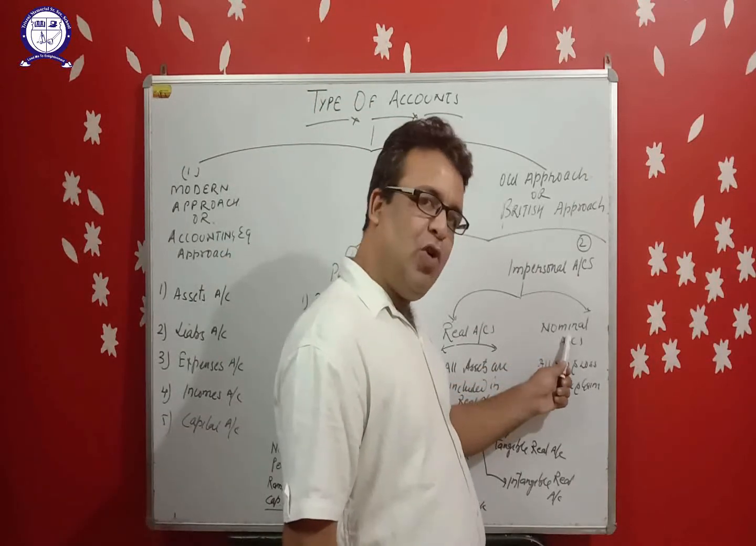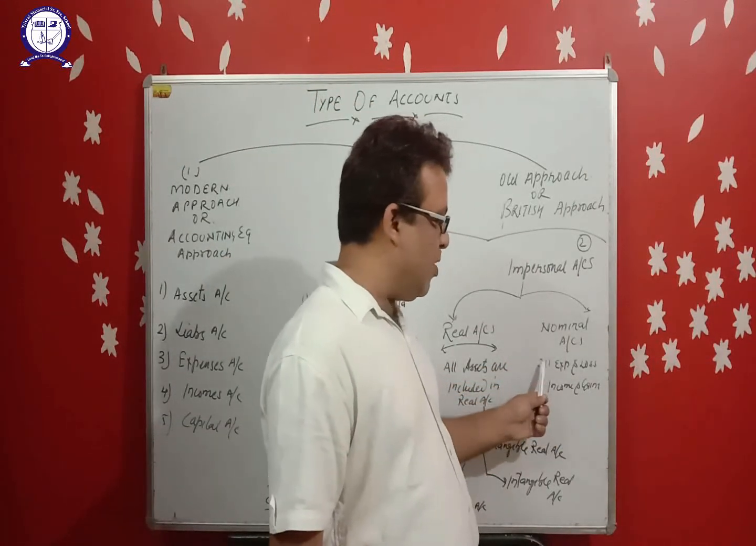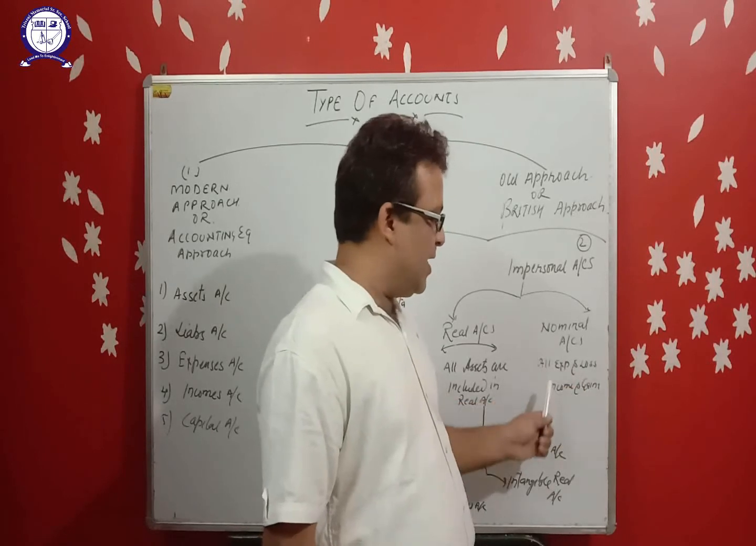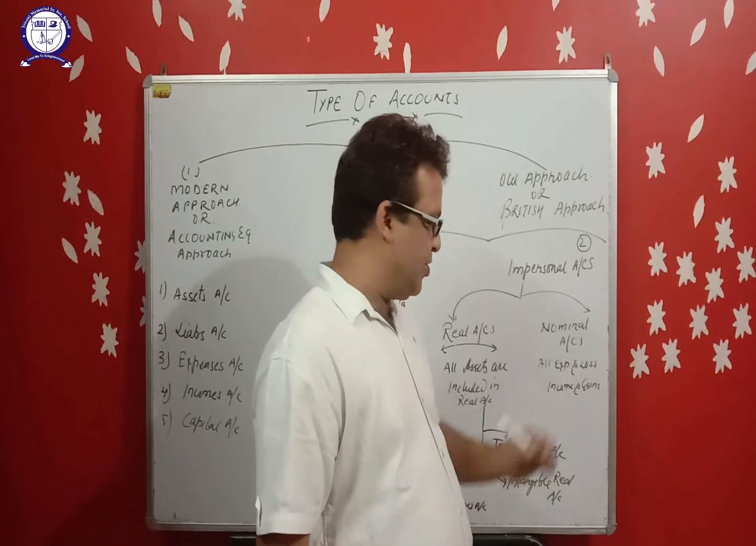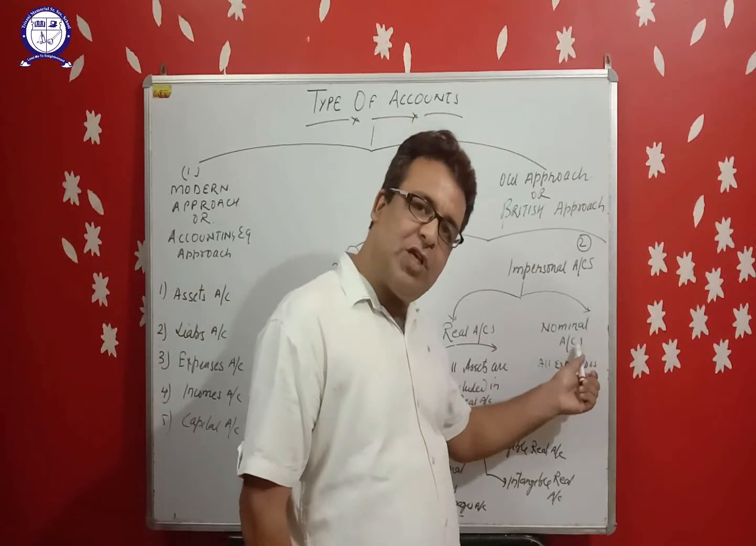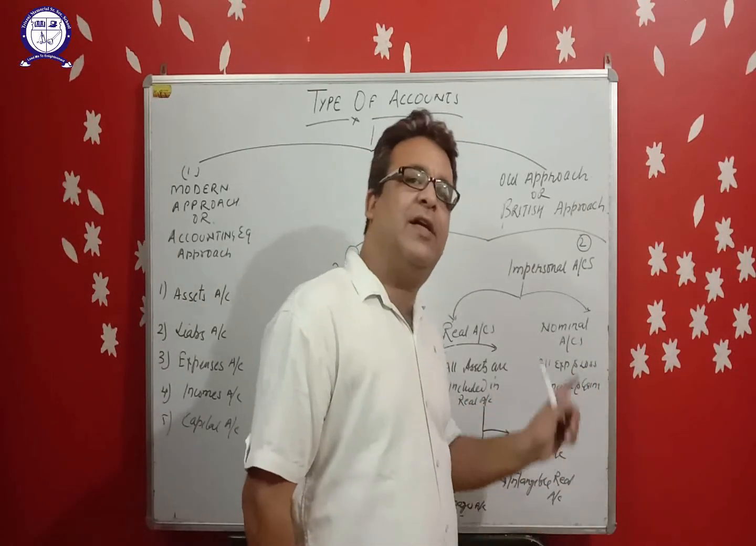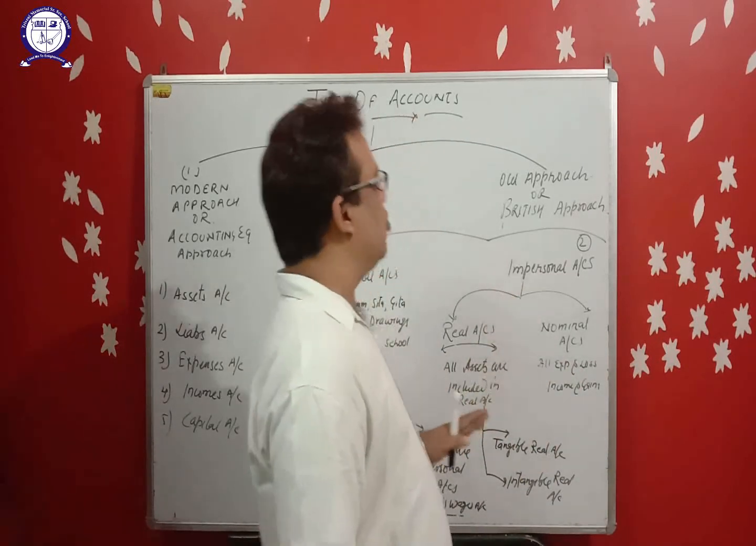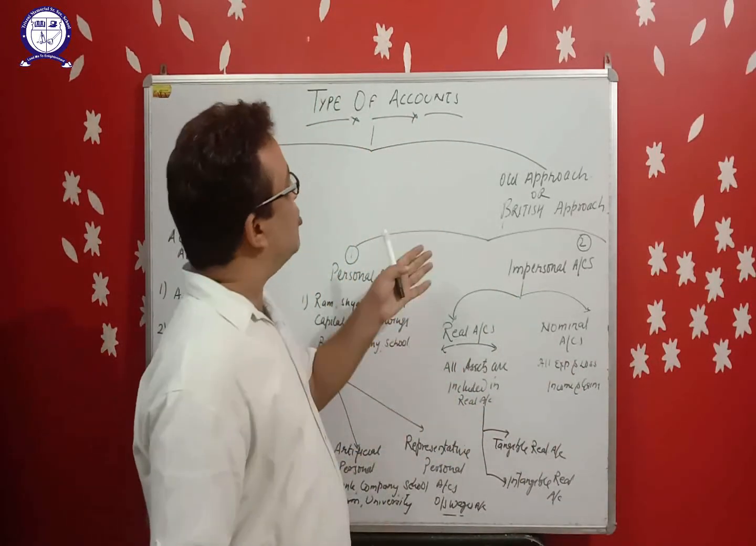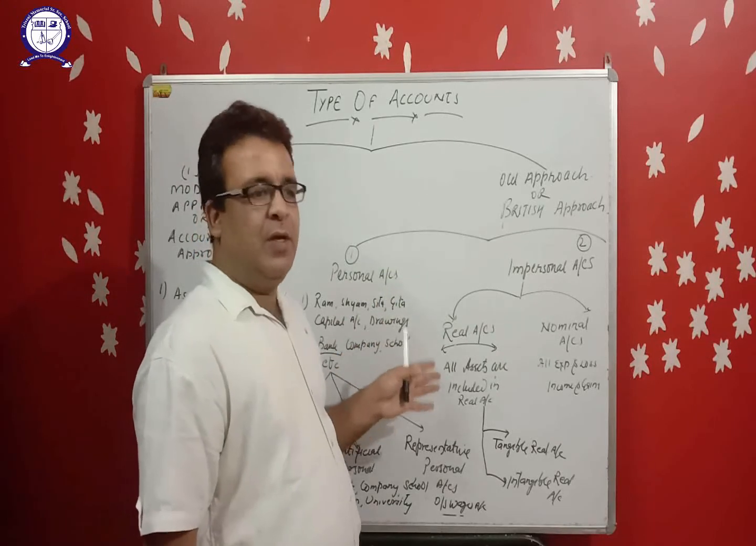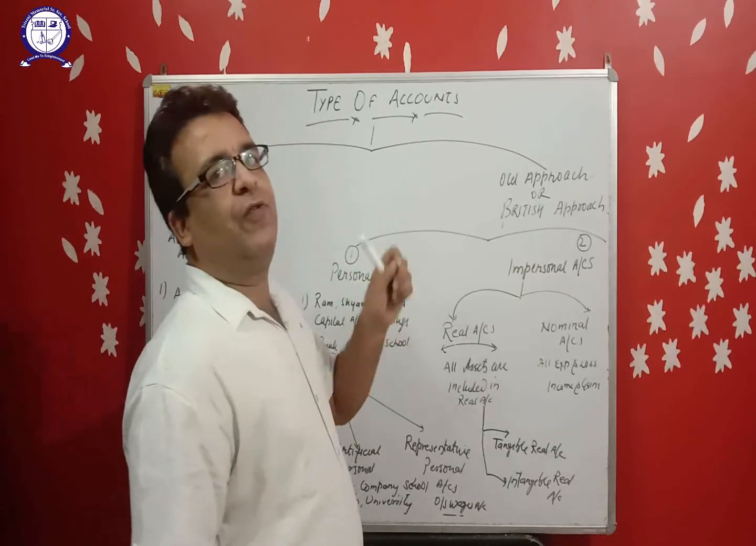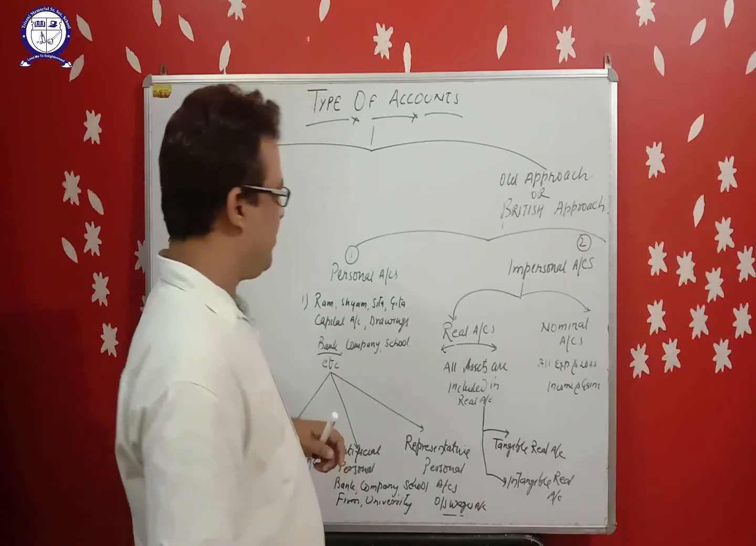Nominal account. The rule of nominal account is debit all the expenses and losses, credit all the income and gains. All the expenses and losses are always debited, income and gains are always credited. So these are the rules of accounting, also known as golden rules of accountancy. Thank you.